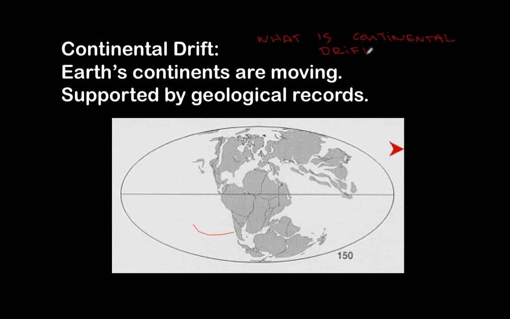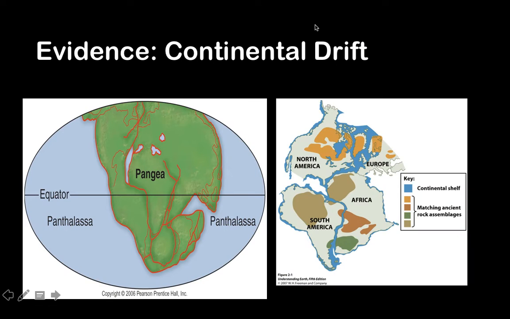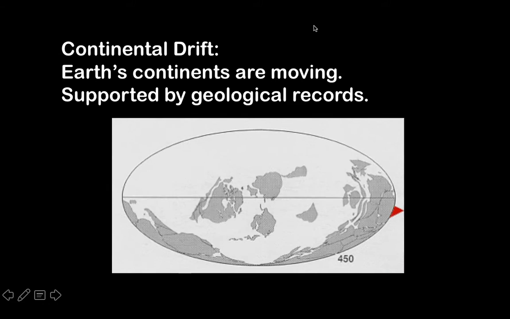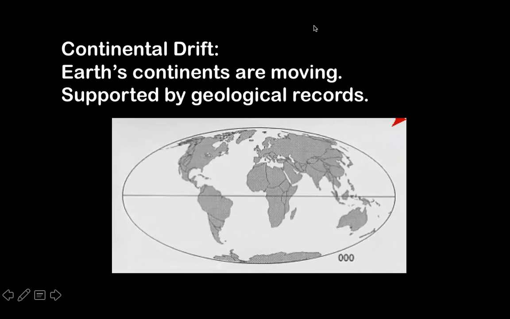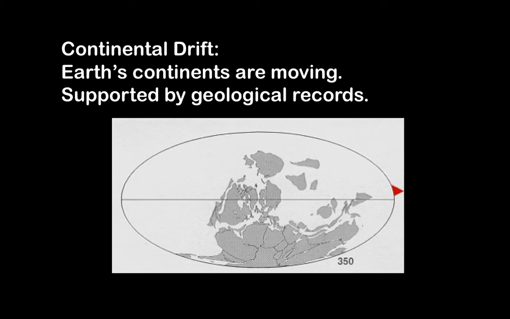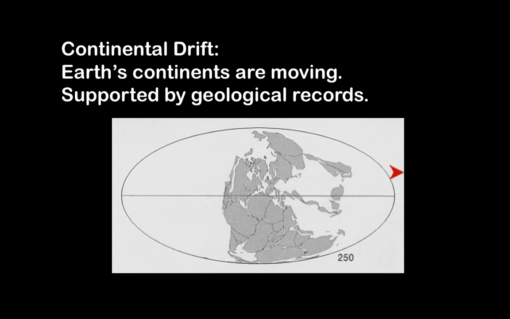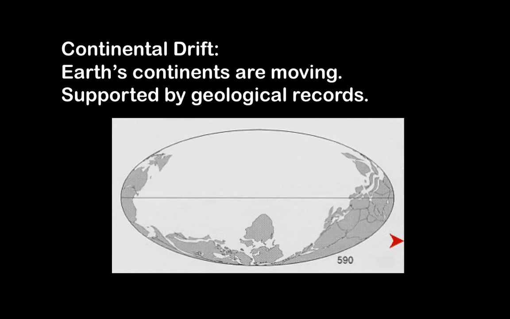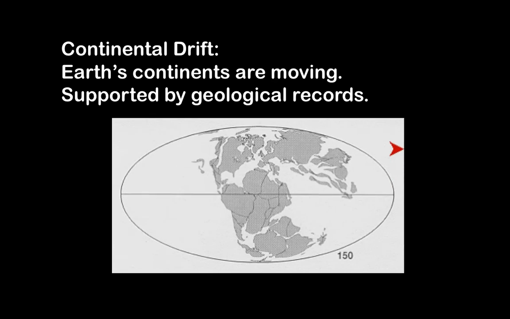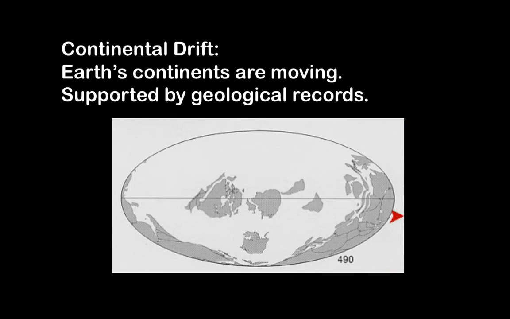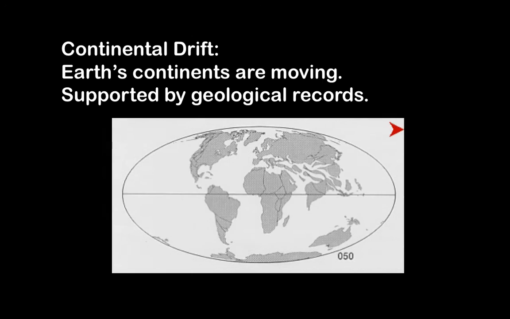That could be your question. And the answer to that question, continental drift, is Earth's continents are moving. And so I'll just go back to show you this illustration of continental drift. Sped up, obviously. This is occurring over hundreds of millions of years. But this shows you that Earth's continents are moving from place to place.